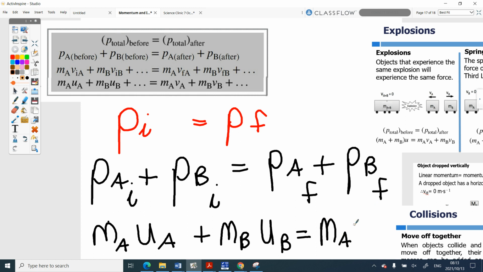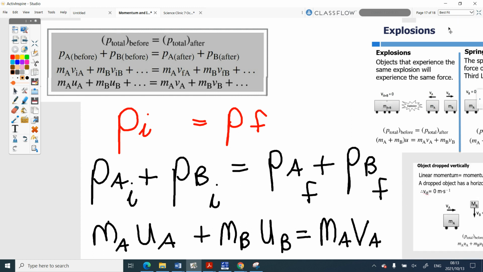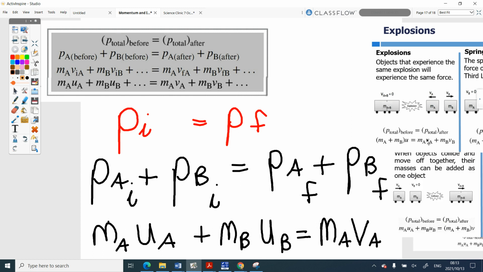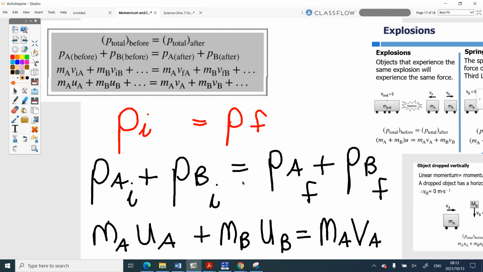So mass of object A, velocity of object A, but now it's final velocity, and then plus the mass of object B, final velocity of object B. Mass times velocity gives you momentum. You don't have to put the multiplication sign down, you can just write them next to each other. All right, so this is our basic equation.